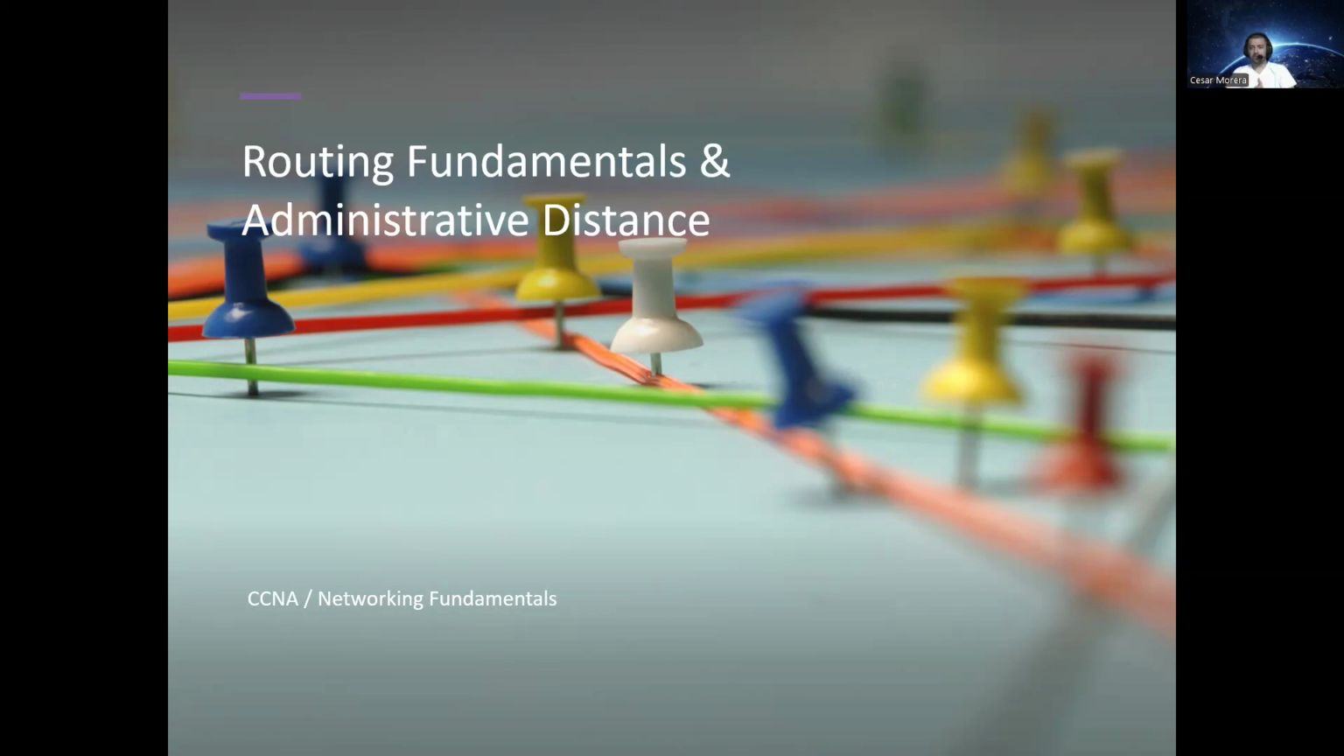So today's lesson is about routing fundamentals and administrative distance. Let's go, let's go. Let's see what we have for today.